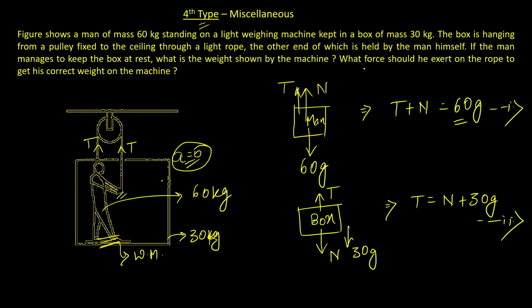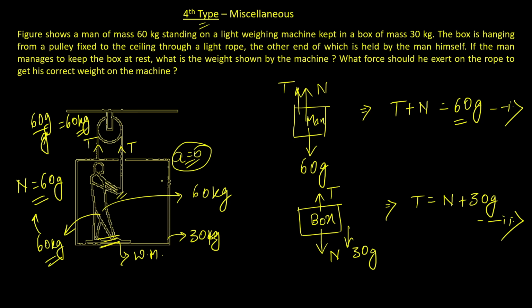Now the second part is, what force should he exert on the rope to get his correct weight on the machine? Now he wants the machine to show the weight as 60 kg itself. So what is the meaning of this? The meaning of this is that he wants the normal reaction to be 60 G. Then only 60 G upon G, that is 60 kg, will be shown by the weighing machine.